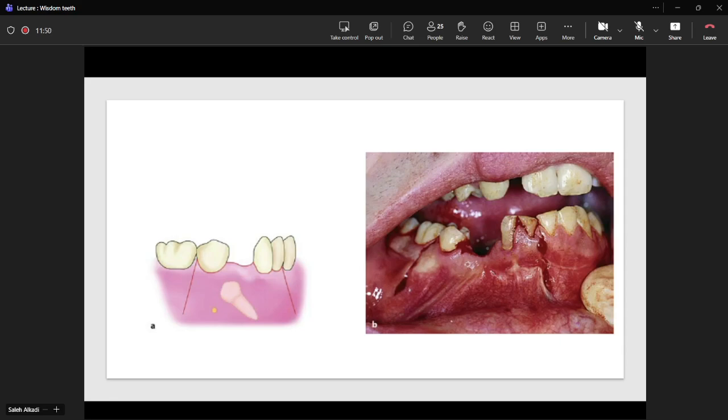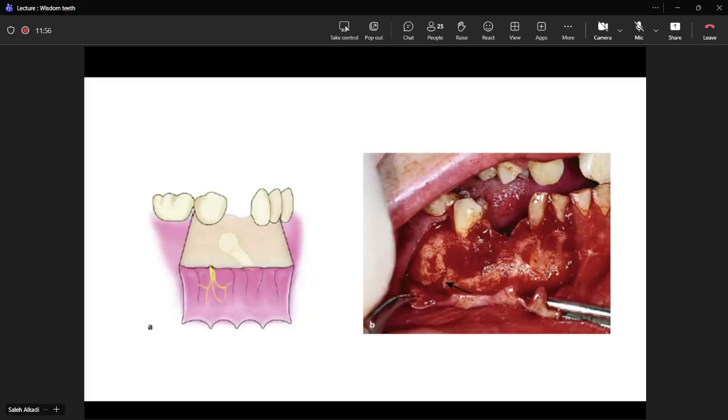Two vertical releasing incisions were carried out here. Then the flap is reflected, as you can see. We are identifying here the mental nerve bundle going out from the mental foramen, which is very important, so you don't damage the nerve with your retractors or your instruments.